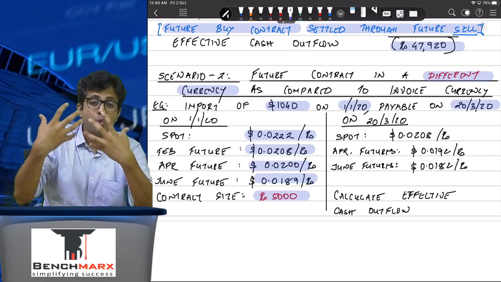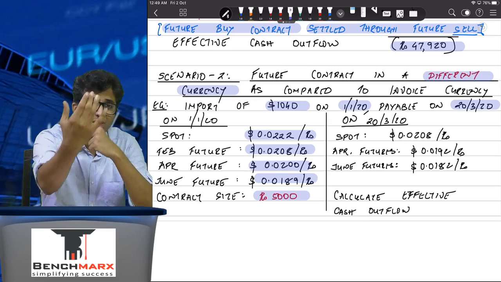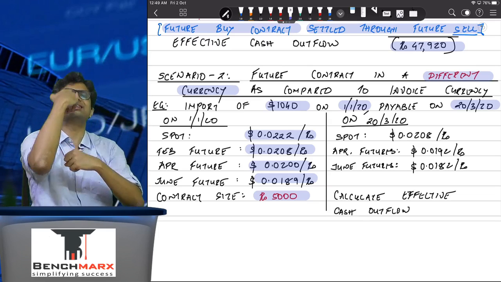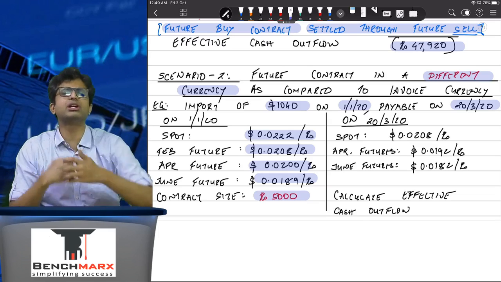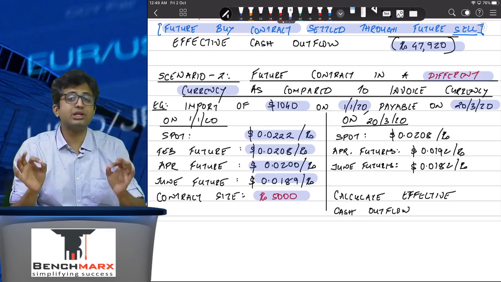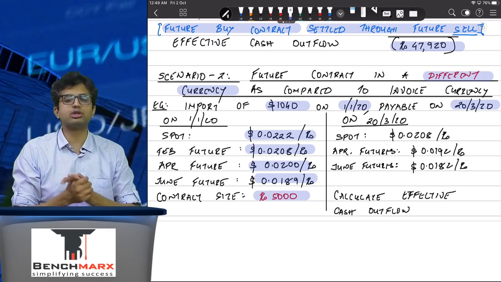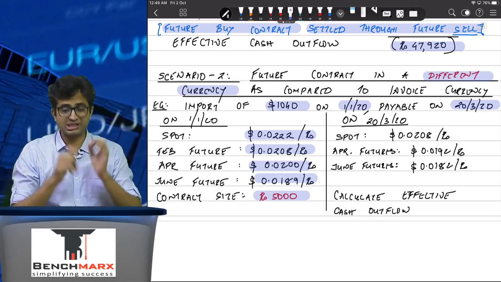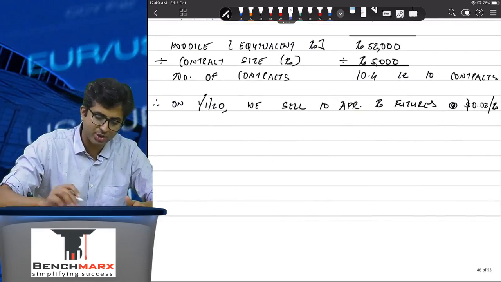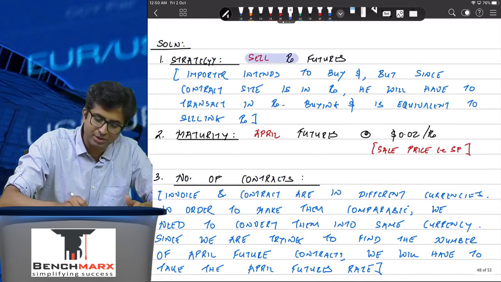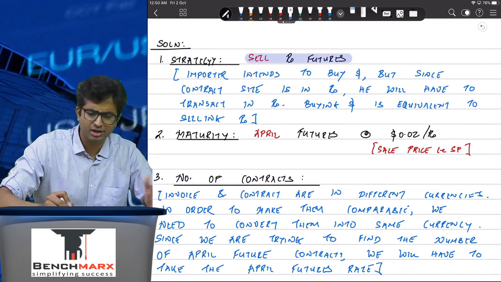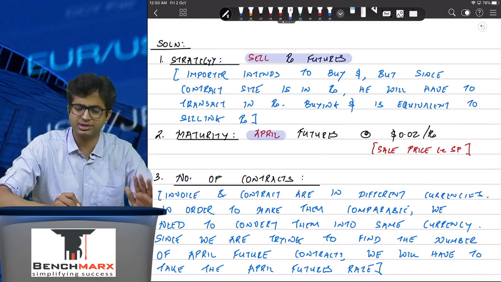So if you desire to buy dollars, but remember when you are buying the dollars, at the same time on the other hand you are giving up your rupees. So buying dollars is equivalent to selling the rupees, and as a result your strategy over here should be to sell the rupee futures. Sell the rupee futures. So your strategy over here will be to sell the rupee futures. Maturity again covering, that is April and nearest.